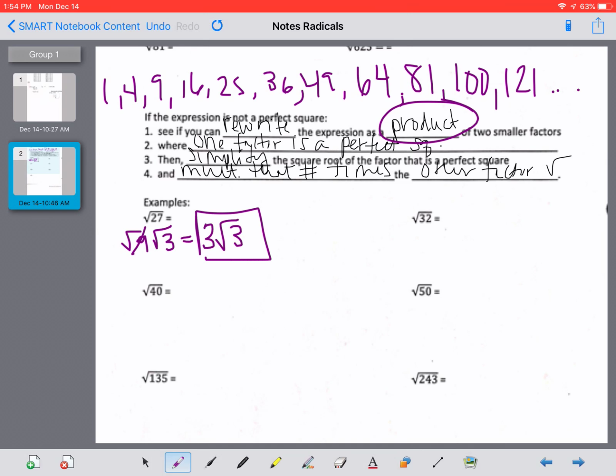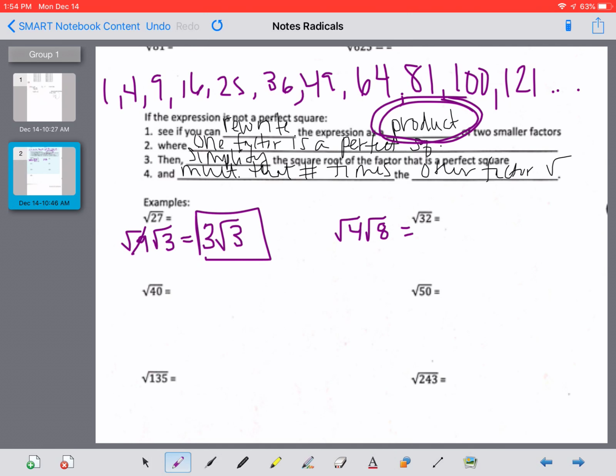For the next one, the square root of 32. We're looking for one of these purple numbers that can evenly go into 32. 4, 16. Good, both 4 and 16 go into 32. So if we start with 4 times 8 is 32, we rewrite it as multiplication, as a product.